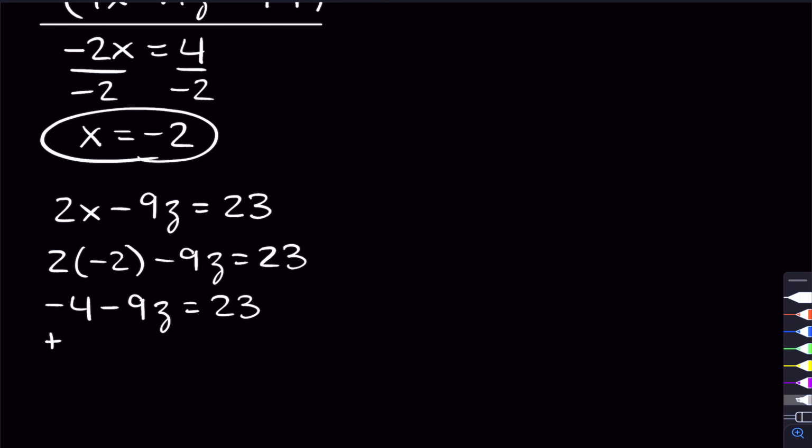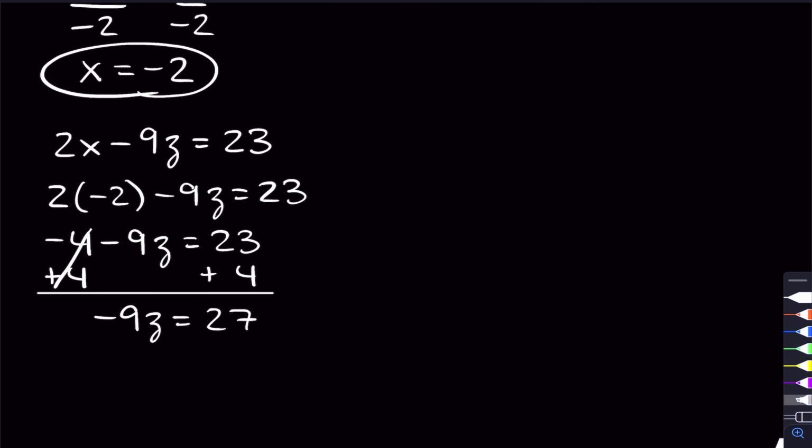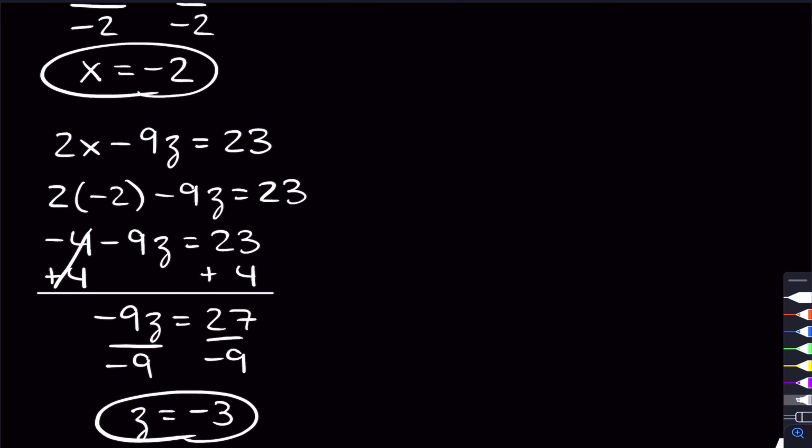And from there, I can do a few things. I can add 4 on both sides. And that'll give me -9z is equal to 27. And then lastly, I can divide by -9 on both sides. And that'll just give me that z is -3. And now I've solved for x and I've solved for z.